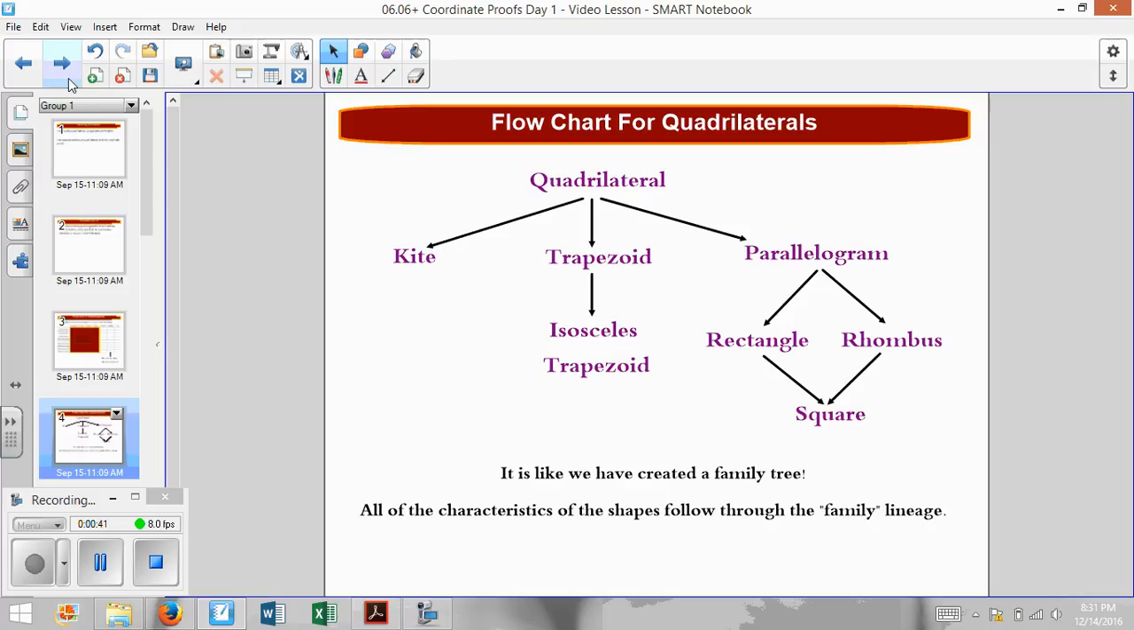So if you take a moment and pause the video, I'd like you to copy this in. When you're done copying, let's talk about what it means.